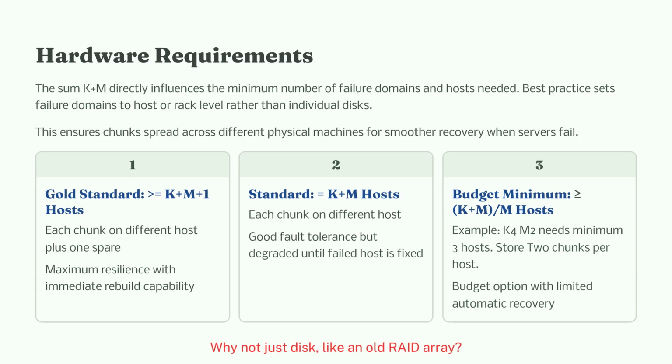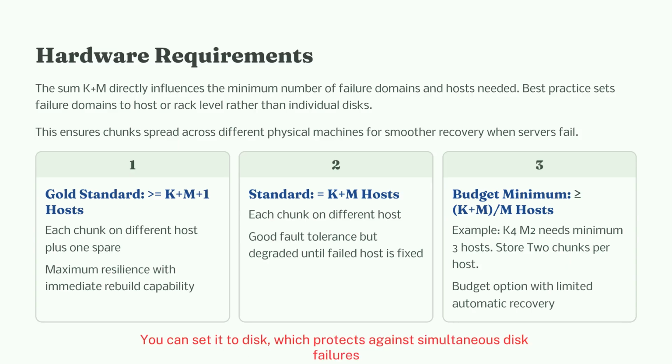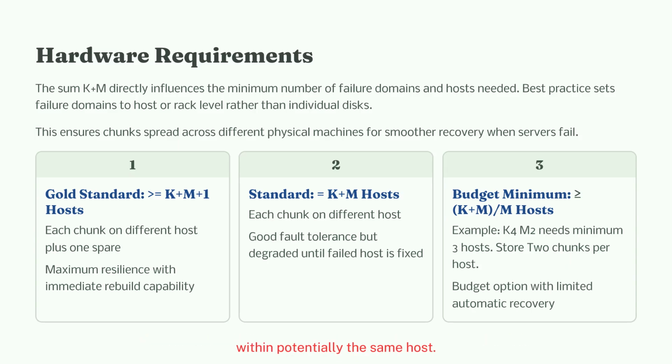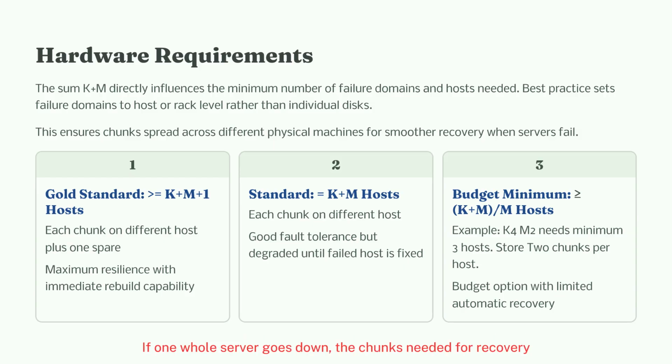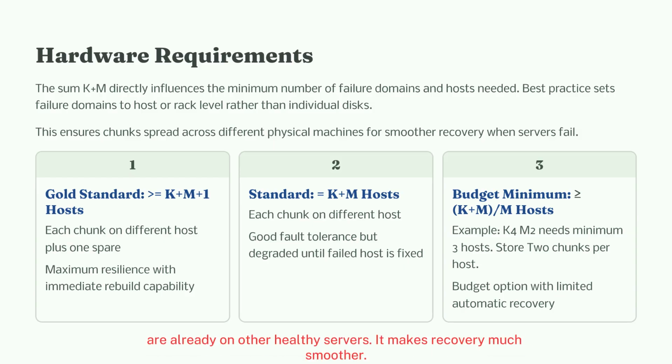Why not just disk, like an old RAID array? You can set it to disk, which protects against simultaneous disk failures within potentially the same host. But setting it to host means chunks are spread across different physical machines. If one whole server goes down, the chunks needed for recovery are already on other healthy servers. It makes recovery much smoother. Makes sense. So, what are the recommendations for minimum host counts based on K and M?